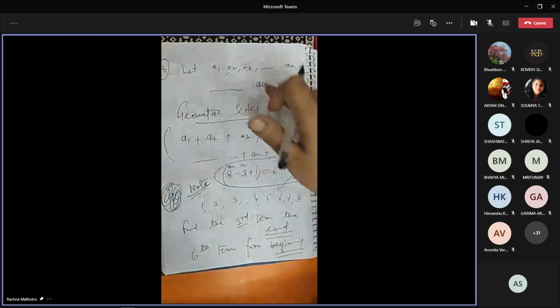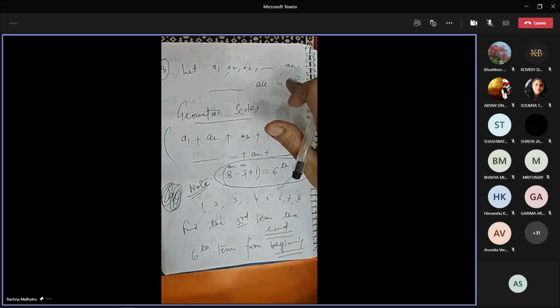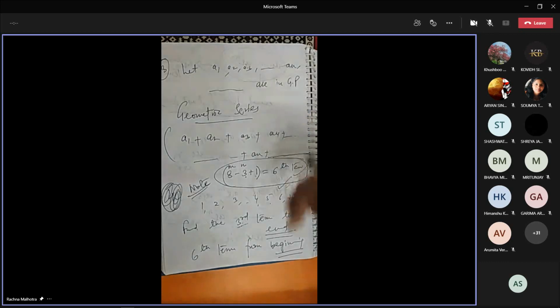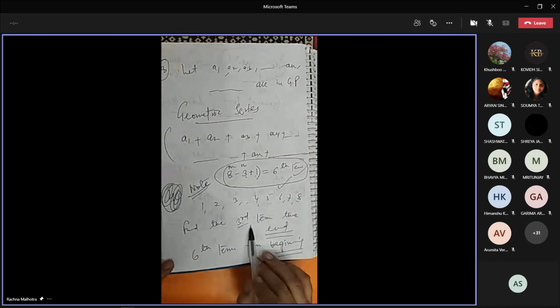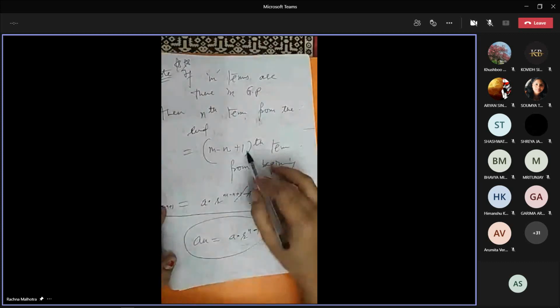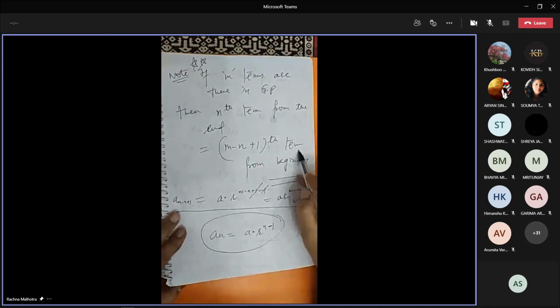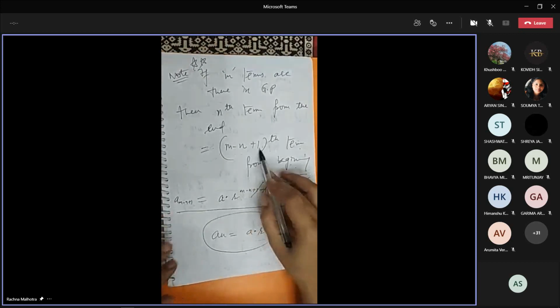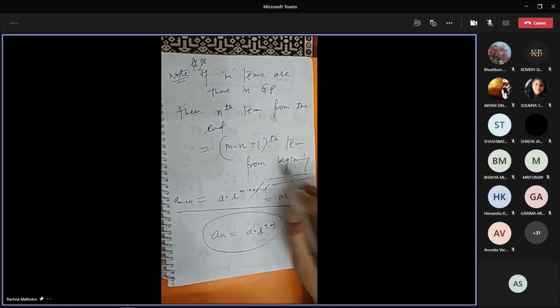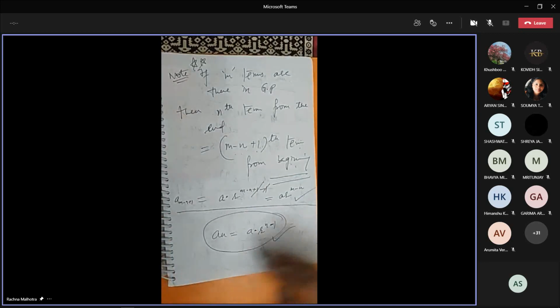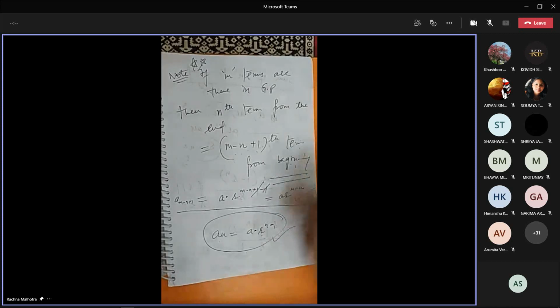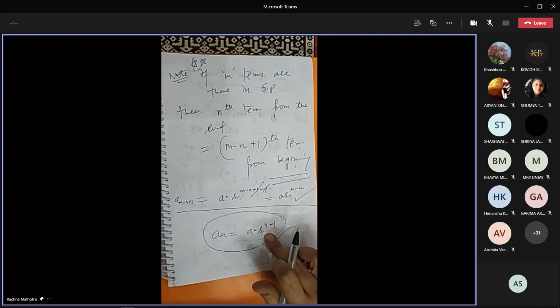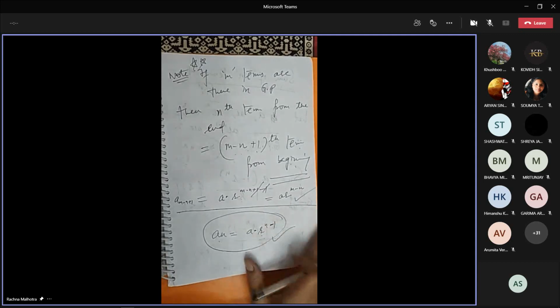ये जो formulas हैं, a into r to the power n minus 1, Sn equals a multiply r^n minus 1 by r minus 1, these are from the beginning. So how can we find a term from the end? You can use this formula, m minus n plus 1, this is the term from the beginning. Beginning से आ जाएगा, so you can use the beginning वाला formula. वैसे formula भी बना सकते हैं. We can also make a formula.